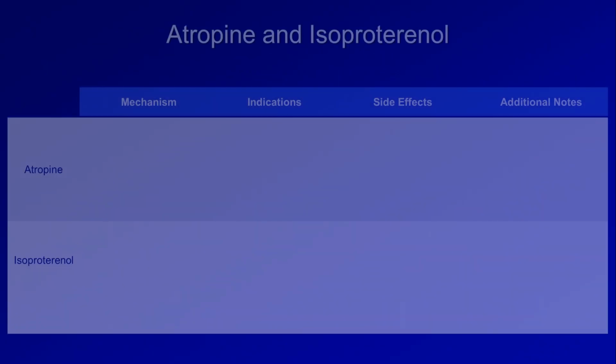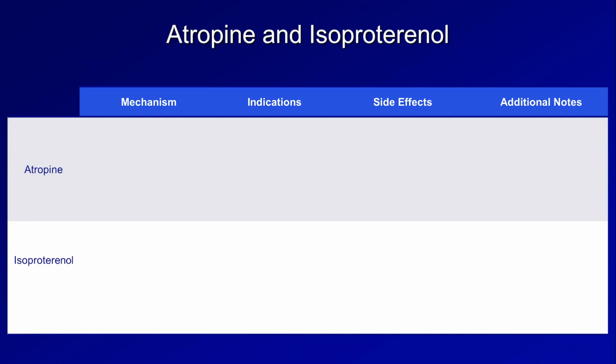I'm going to talk about atropine and isoproterenol together, since they have overlapping physiologic effects and indications, as atropine antagonizes the parasympathetic nervous system, while isoproterenol is an agonist for the sympathetic nervous system.